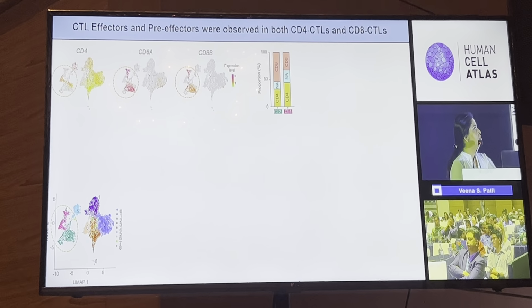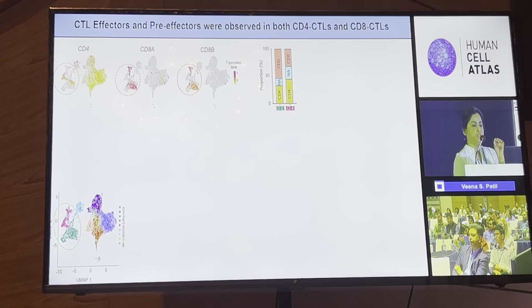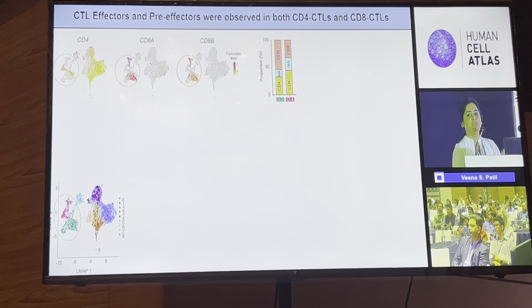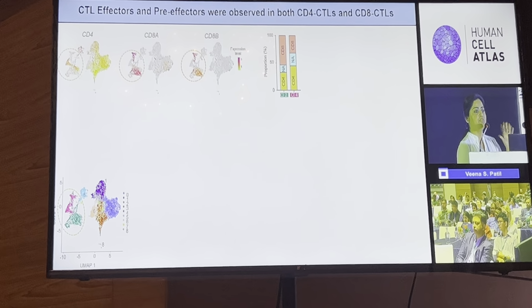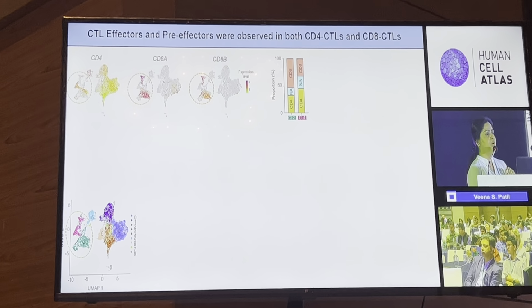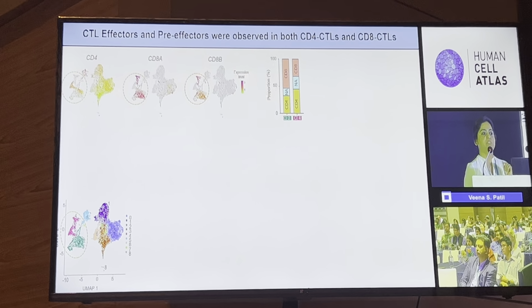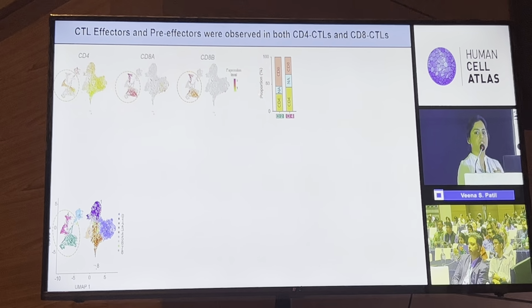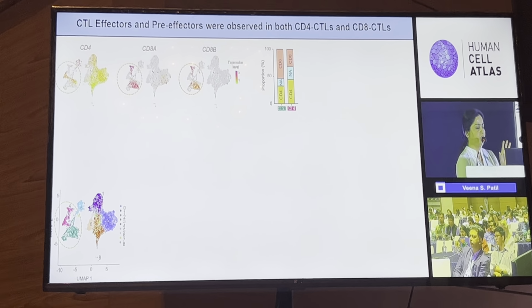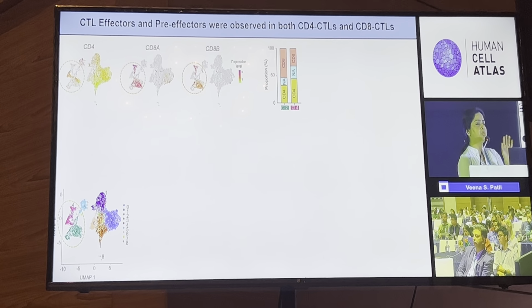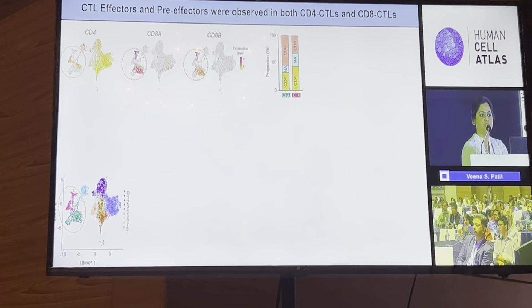So we looked at the proportion of CD4 and CD8, and for those who are thinking that there are a lot of double negative cells, these are sorted CD4 and CD8 cells. We could not assign them to 4 or 8 based on the transcript expression of CD4 or CD8. So we are calling them NA, not assigned. And we saw that the proportion did not really drastically differ between these two clusters.